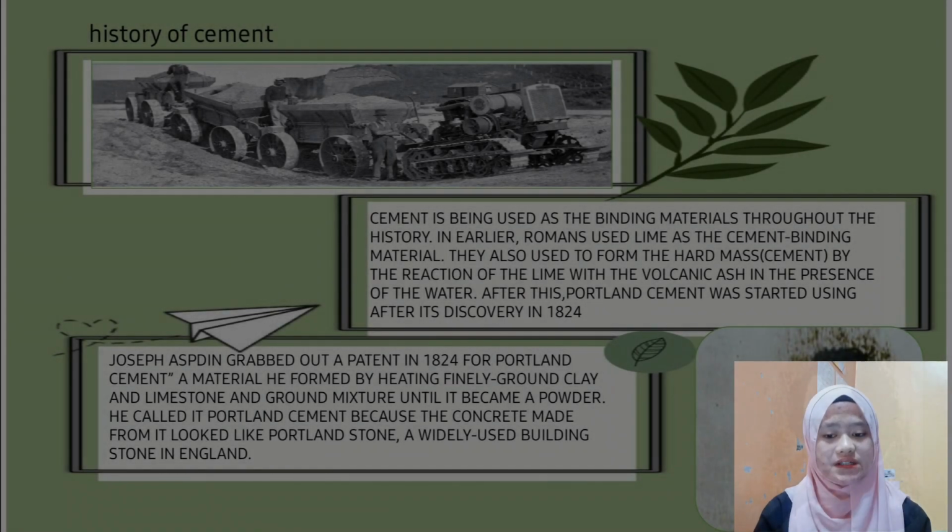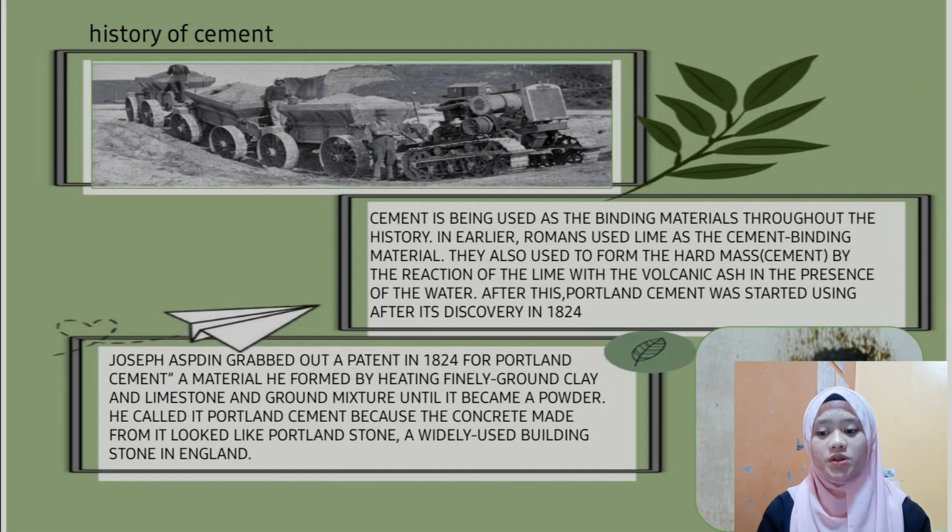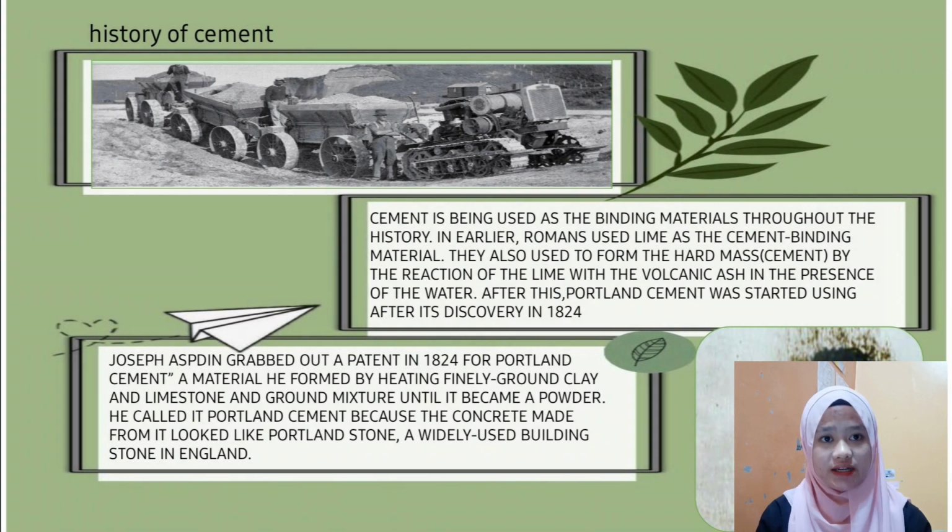Next, history of cement. Cement has been used as a binding material throughout history. In earlier times, Romans used lime as the cement binding material. They also formed a hard mass of cement by the reaction of lime with volcanic ash in the presence of water. After this, Portland cement started being used after its discovery in 1824.